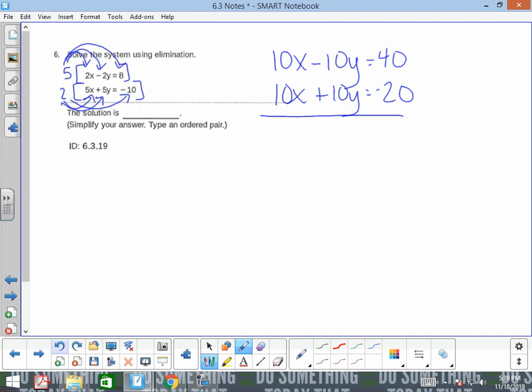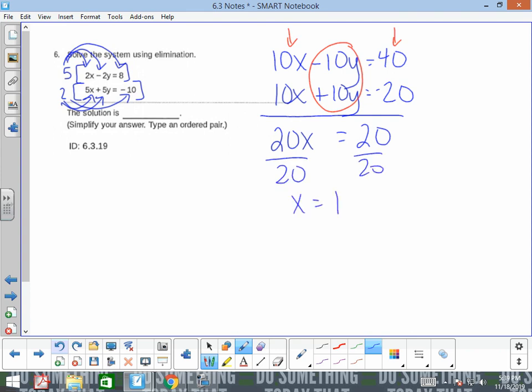So I'm going to add the x's. Remember, this is going to be 0. And then negative 40, that's positive 40. Positive 40 and negative 20 will be positive 20. So x equals 1. All right, now take one of the equations.